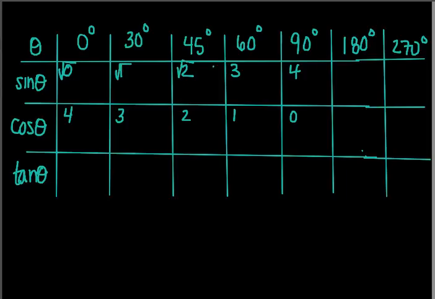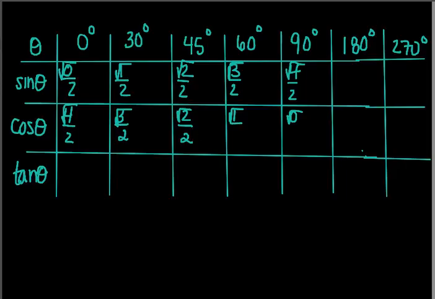Square root and divide everything by 2. Oh goodness, my square roots are a little sad. Divide by 2. So again, this is a trick for filling out your chart. Square root, divide by 2, square root all of these. We'll rewrite them and divide by 2. That'll get you through 90 degrees, okay?